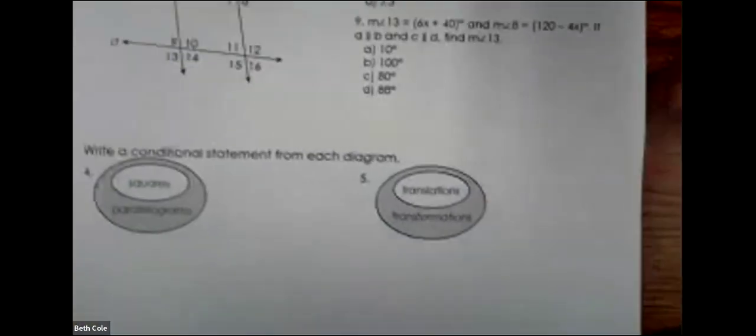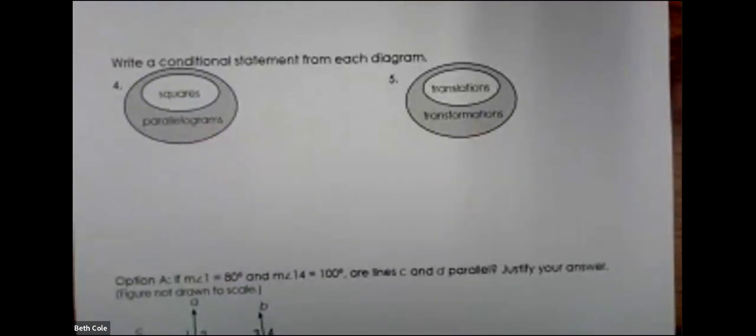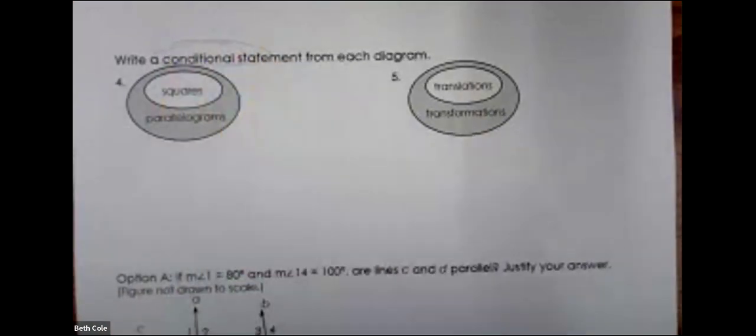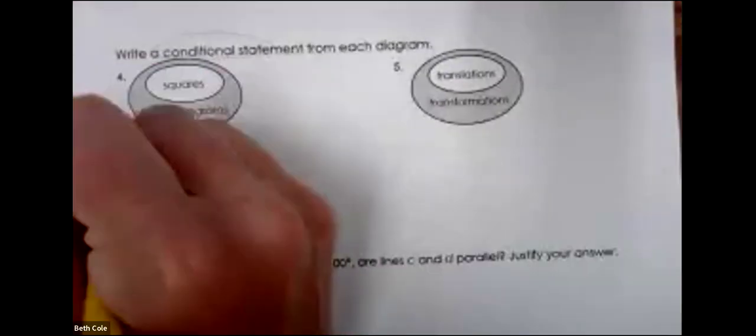All right, I'm going to skip these multiple choice ones. I'll explain why in a second. We're going to do, actually, if we do 4, we don't need to do 5, and then we'll do the last one, okay? So write a conditional statement. A couple more, guys. Conditional statement, that's an if-then for each diagram.